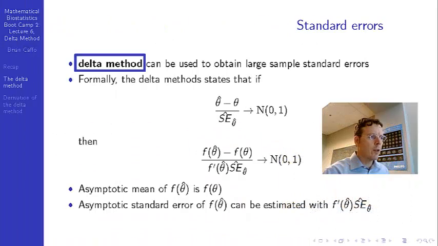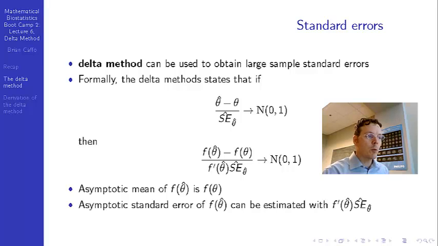Okay, so the delta method is a method that we can use to obtain standard errors for these instances where things aren't just a simple difference of averages or a simple average itself, like in the risk difference case, so like in the case of the log relative risk or the log odds ratio.